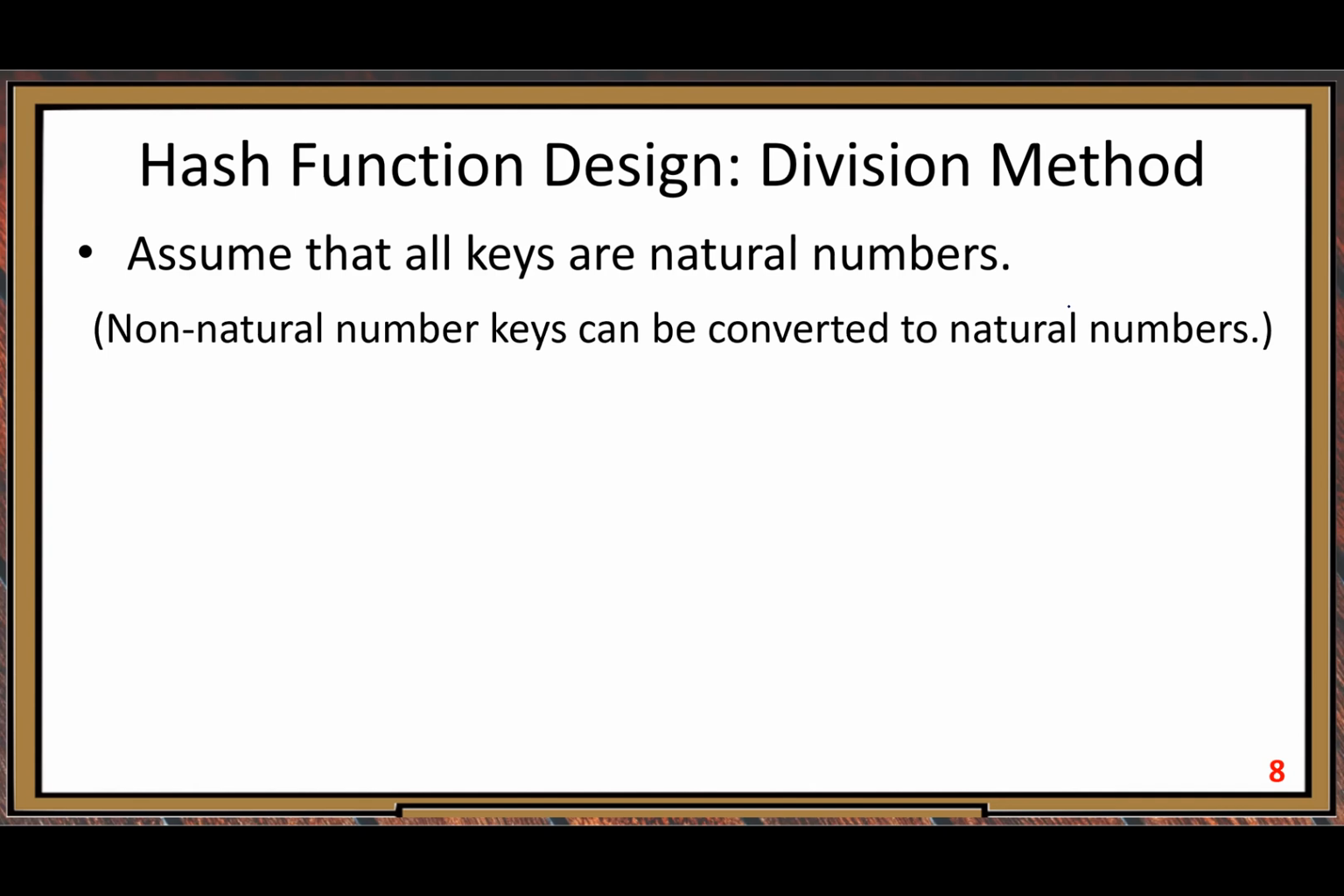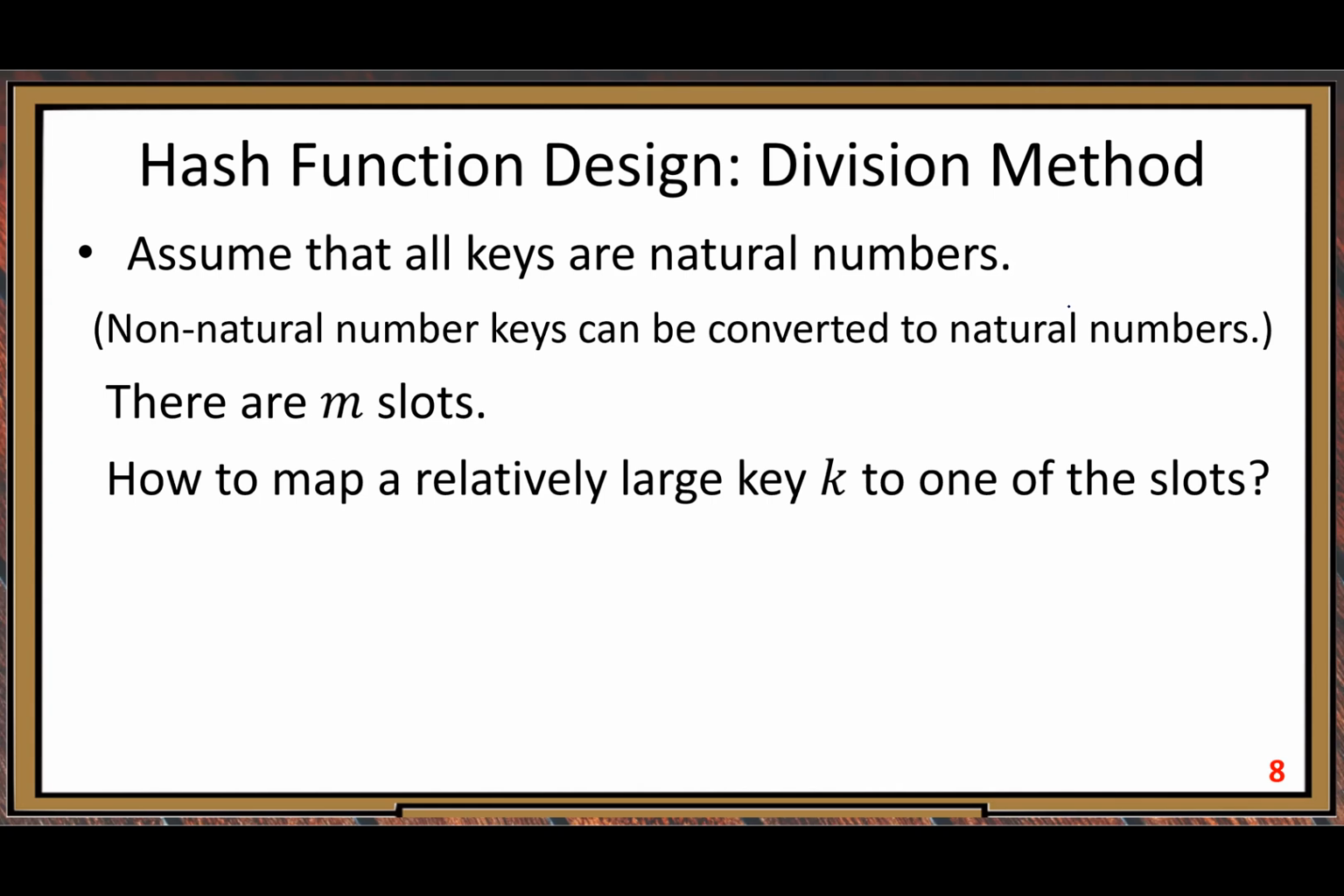Non-natural number keys can be converted to natural numbers easily, right? For example, with 26 characters we can imagine a numeral system with 26 digits. That conversion is pretty straightforward, and we have many ways to do the conversion. All right, so here let's consider the general case. There are n slots.